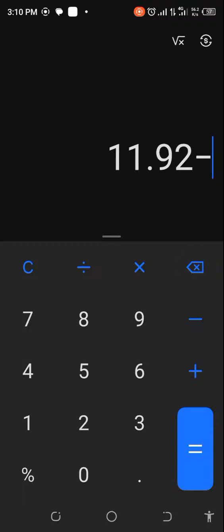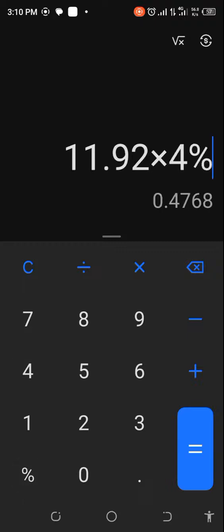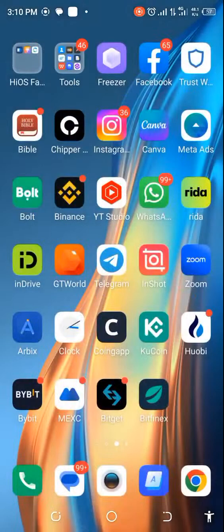I think that's about 4%. So if I multiply 4, that's okay. That's about 4%, so we're just in that range. So we're kind of good. That's exactly what we have now. Let's go ahead and see what we will get in real life.